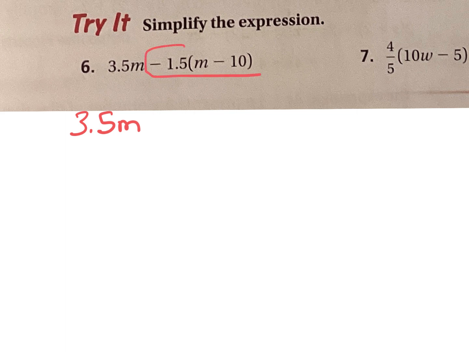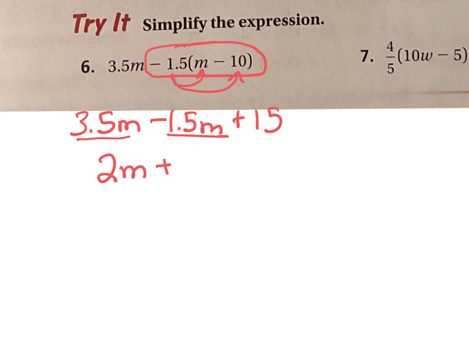I see that this is a distributive property. So I'm going to distribute this negative 1.5 to m. So that's negative 1.5 times m, negative 1.5 m. And then I'm going to do the negative 1.5 times negative 10. And that gets me a positive 15. Now I can put these like terms together. And it's 3.5 minus 1.5 is 2m plus 15. Simplest form.